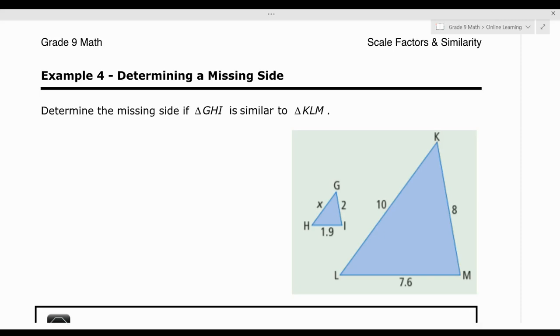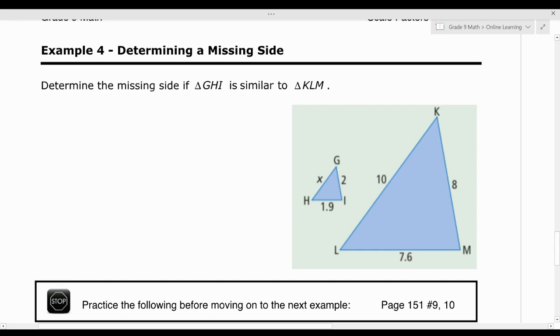Okay, moving on to example 4. So another question where we want to determine a missing side. So the question says, determine the missing side if triangle GHI is similar to triangle KLM. All right, so reminder, if they are similar, we know the corresponding angles are going to be equal and the corresponding sides are going to be proportional. Now, what you'll notice on this diagram, it's a little different. There are no angle measurements. So we just had the side lengths. Okay, so that's all right. What we are going to assume though, so this time, clearly this is my small triangle.